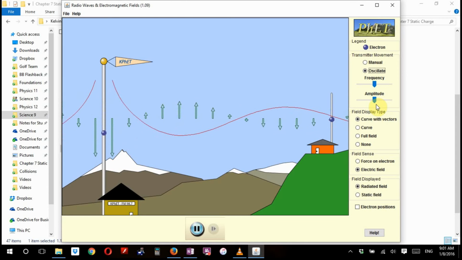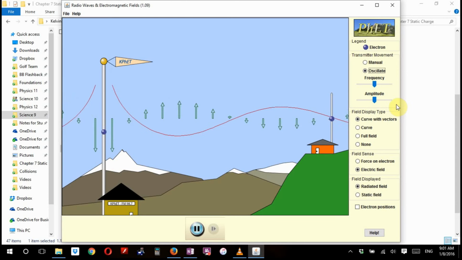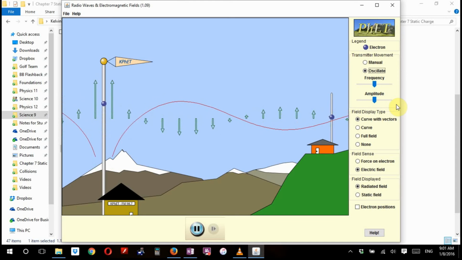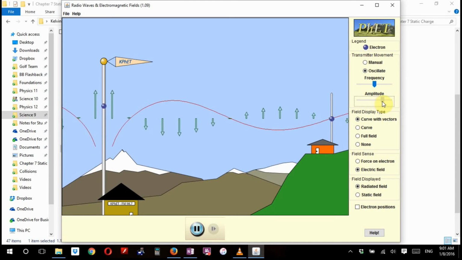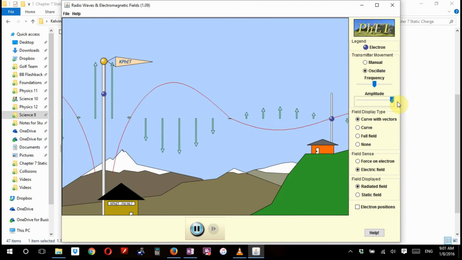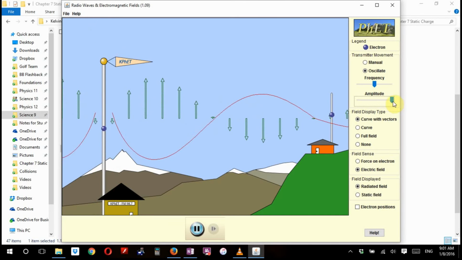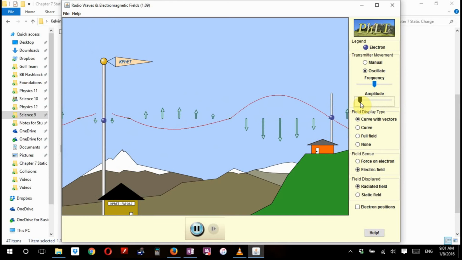Now, there's two types of radio stations: AM and FM. AM stands for amplitude modulated. The amplitude is the height of the wave. That's an AM radio wave. By changing the different heights, your radio can tune into the different stations.